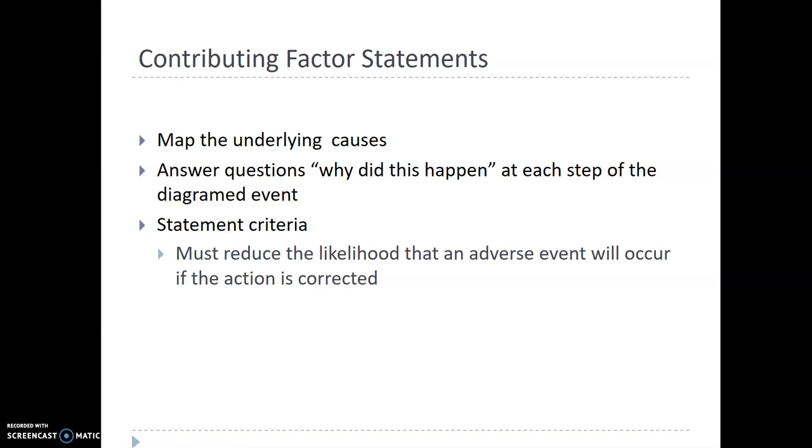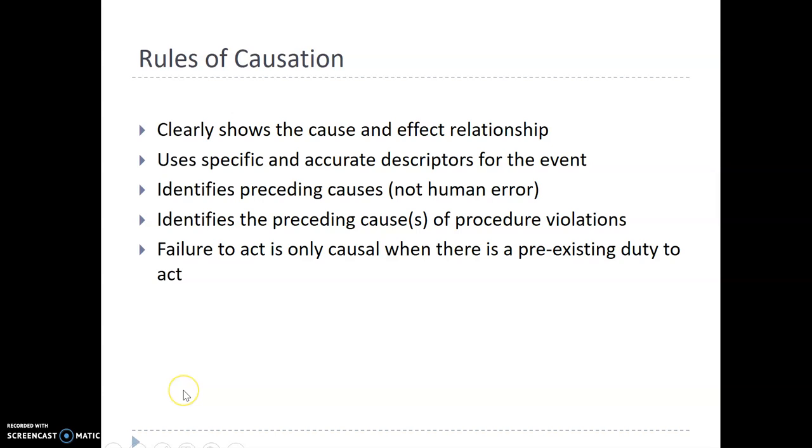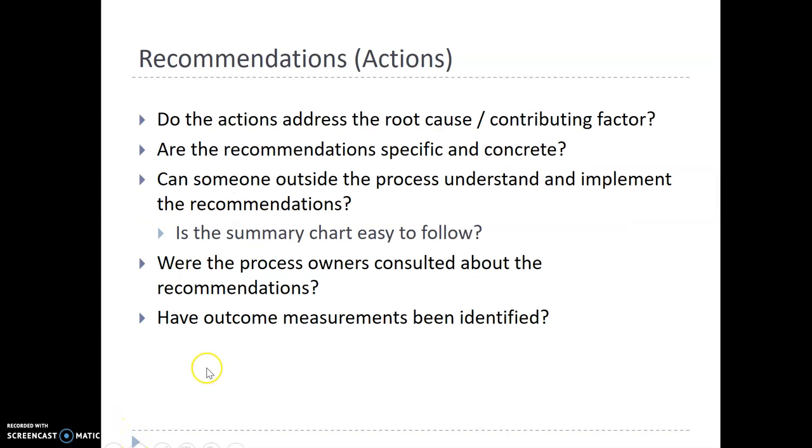You look at all the contributing causes and you answer why did it happen at each step of that diagrammed event. And your statement criteria must reduce the likelihood that that event's going to occur again if your action is corrected. The rules of causation: you must clearly see the cause and effect relationship between the events of the error, and you must be able to identify what happened that was not a human error, and the preceding cause of any procedure violations is what happened that caused that procedure to be violated.